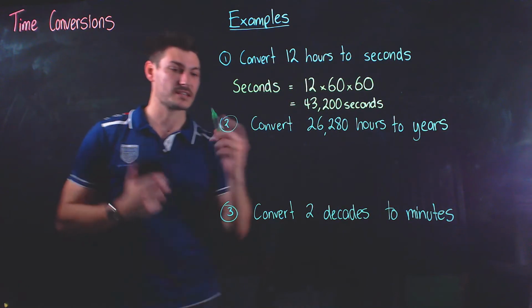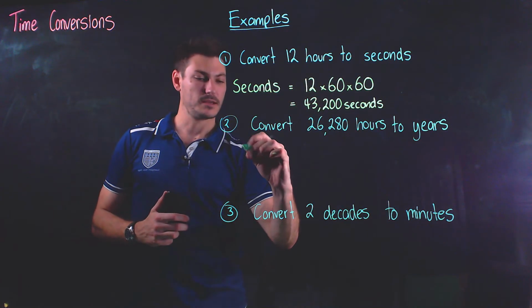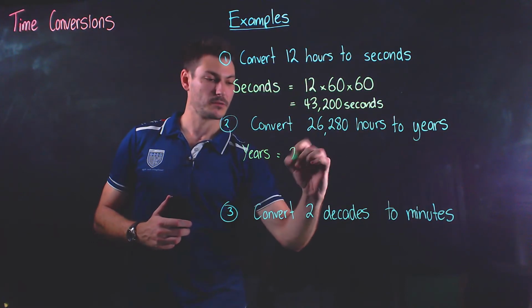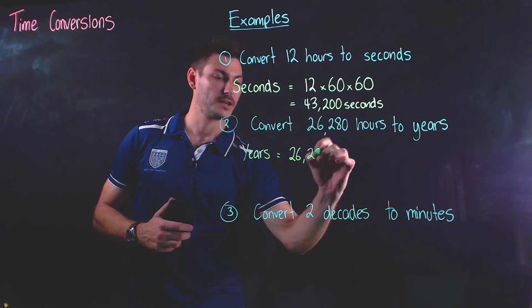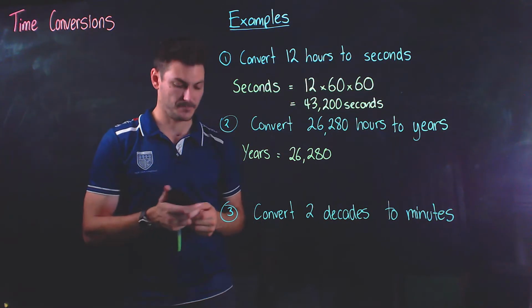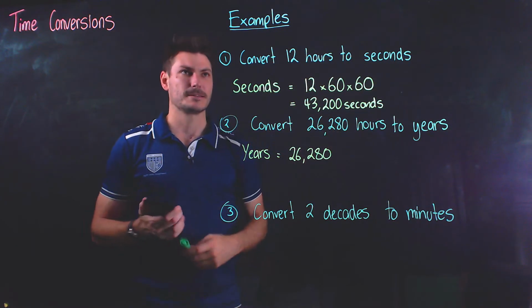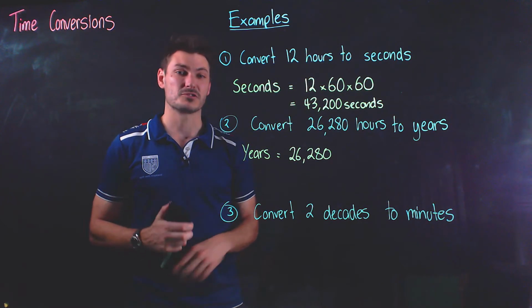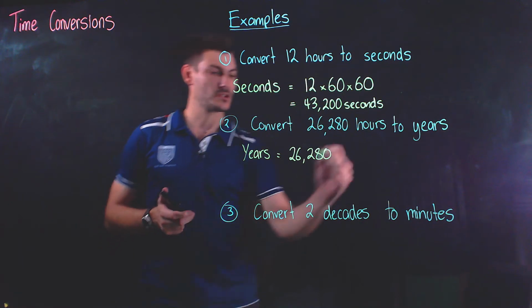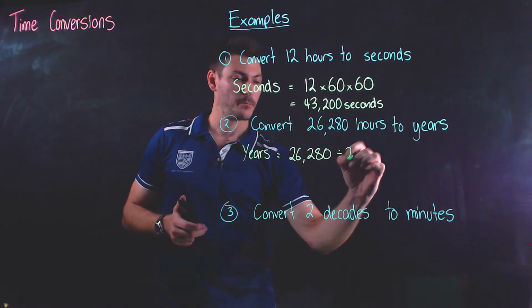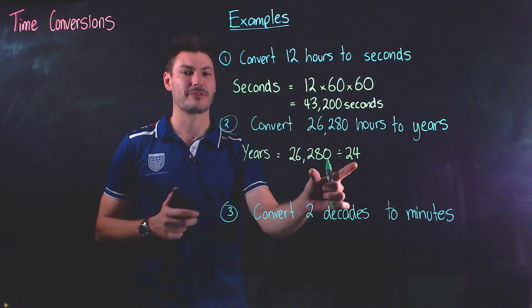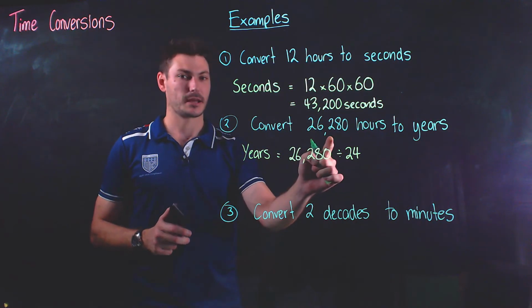But I'm going to use the same logic. I'm going to say the number of years is what I'm going to be setting up. It's going to be what I started with, 26,280. And this time I'm going to be dividing. But this one's a bit trickier. So if I'm starting with hours, the next logical thing to go to will be days, okay? There's 24 hours in every day. So I'm going to divide by 24. Now I am in days. This expression represents the number of days in this many hours.